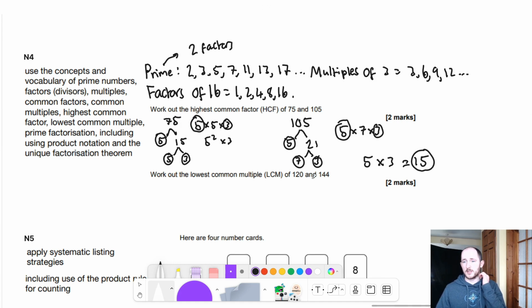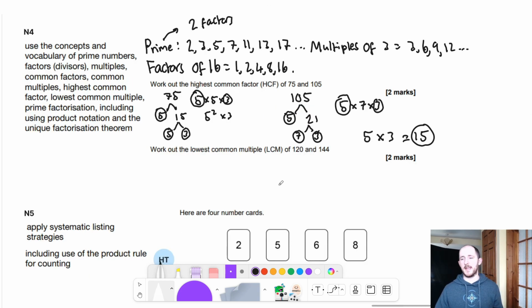So sometimes in questions you may have, let's say, 5 cubed here and 5 squared here. Then you would put 5 squared times 3 instead. You're looking for all of the numbers that are common between 75 and 105 and multiplying them together. So all the common factors they have multiplied. So hopefully that makes a bit more sense.